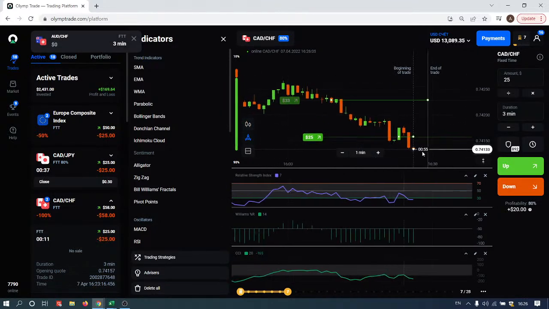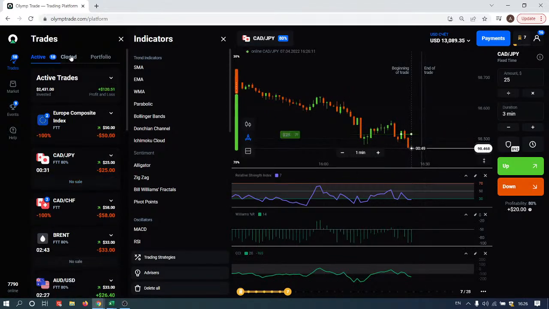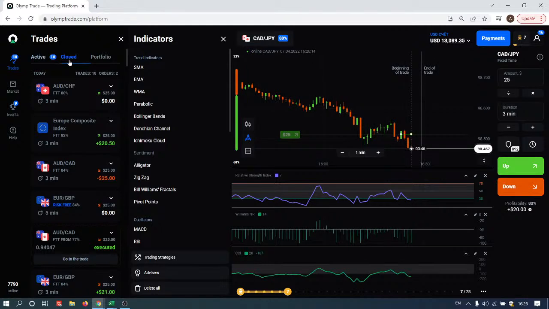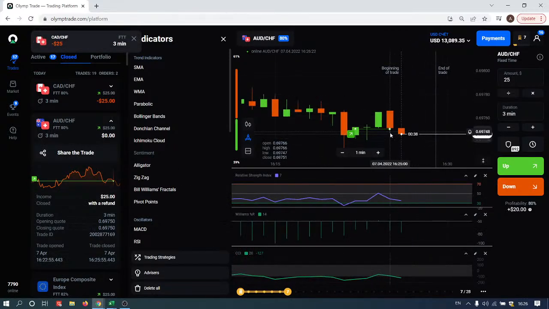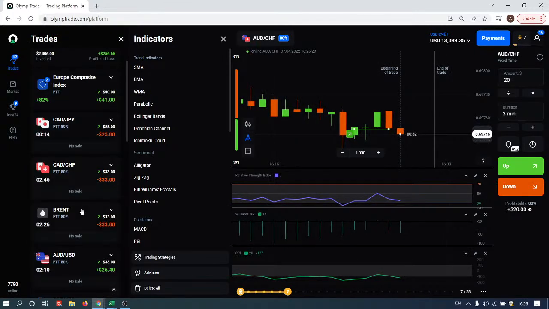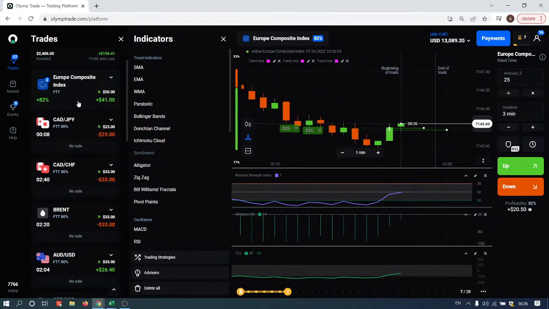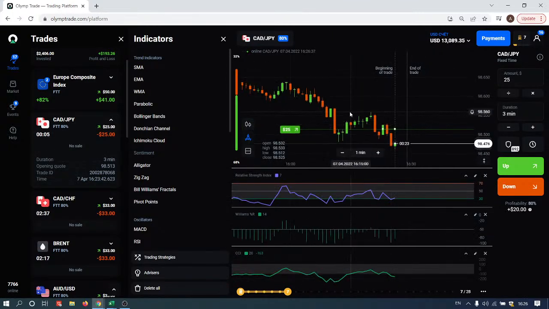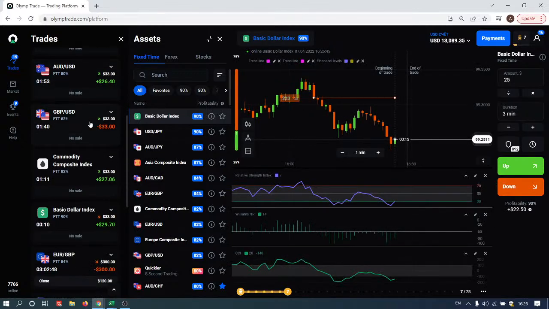CAD. All right, wow. And now here we are dropping. Okay, so AUD closes with a refund. Okay, that was very close to closing with a profit though. So yeah, CAD JPY has just fallen down, and it's not reversing. So yes, I would say when you trade reversals, yes, it can be like this.